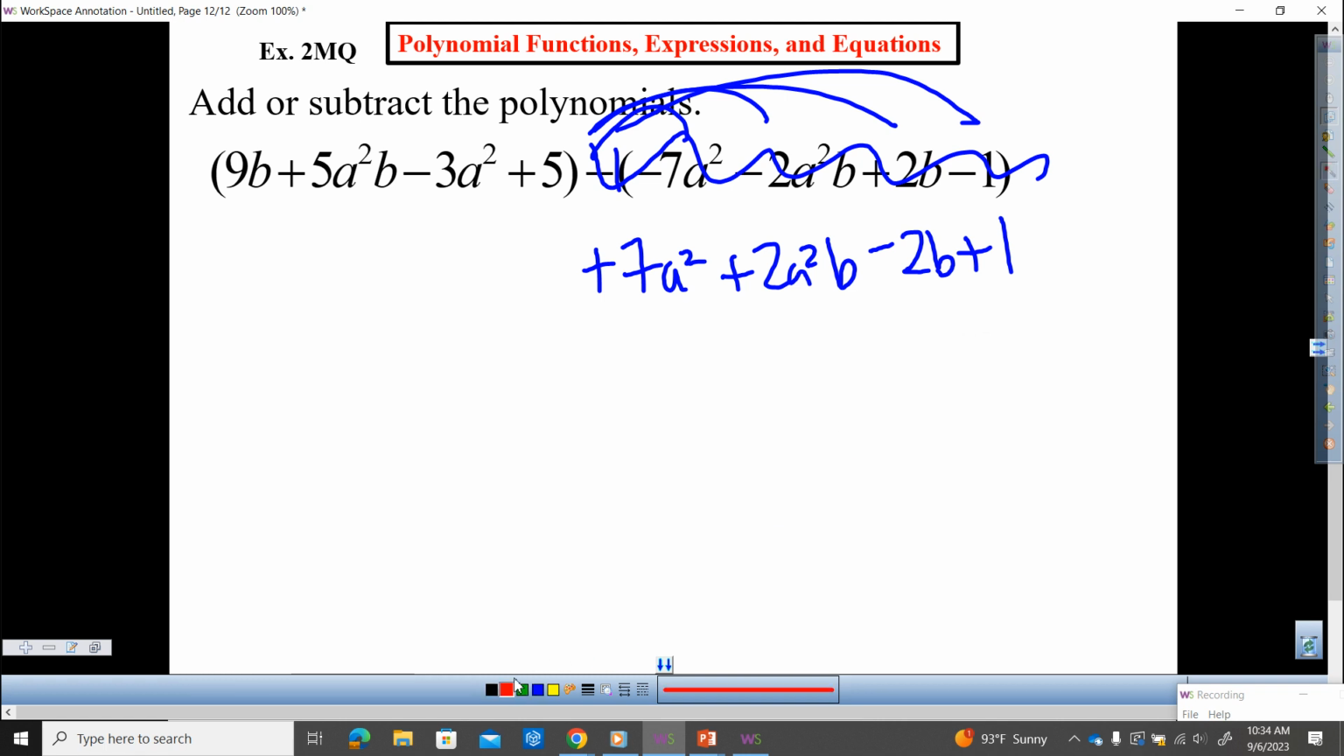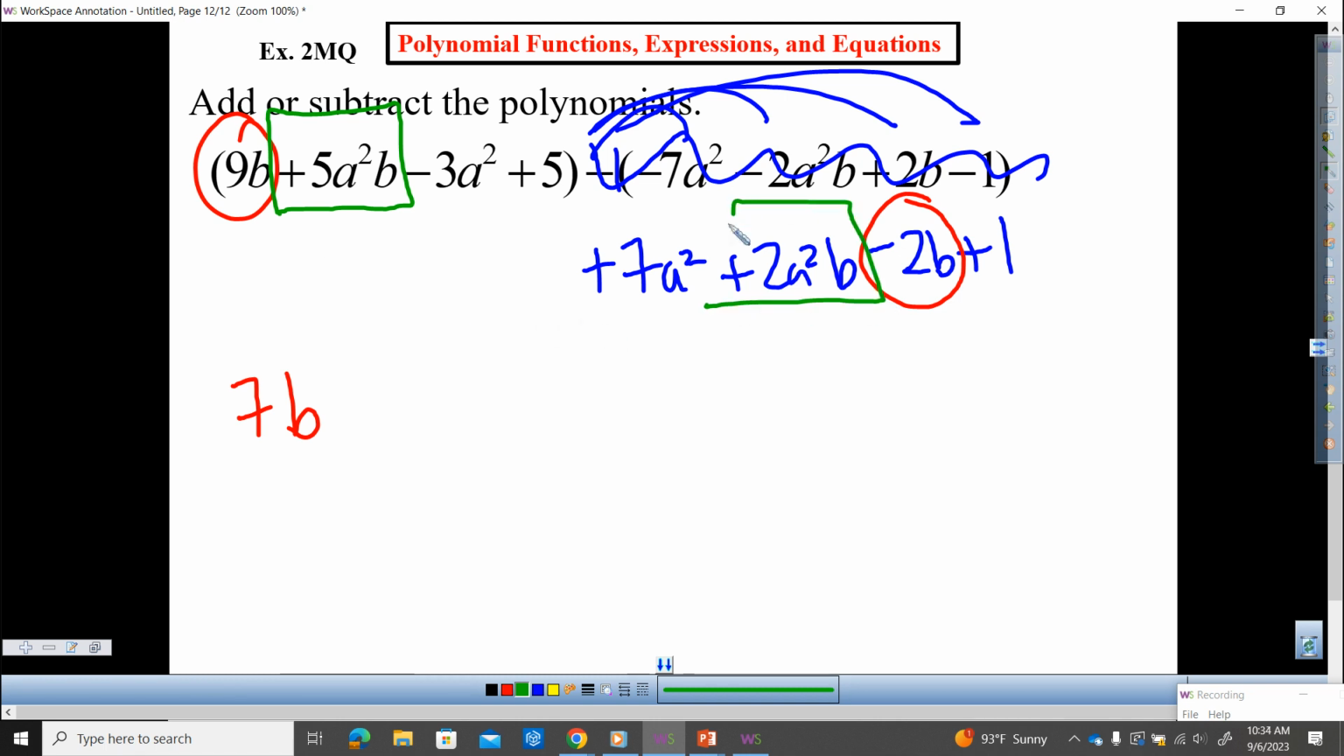All right. Next, so we no longer use this, we use these. Pass someone, Danelle? What do we do next? 9b minus 2b, and that gives us 7b. So far, so good, yes? Pass someone? Oh, we got 5a squared b. Is there another one? Yes, right here. So that gives us positive 7a squared b.